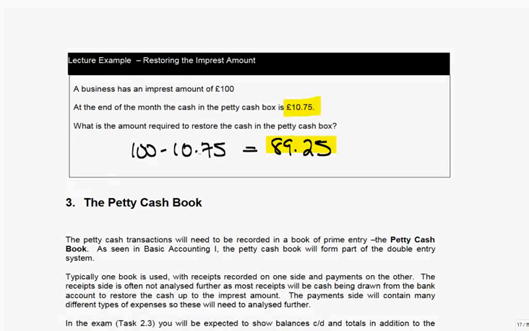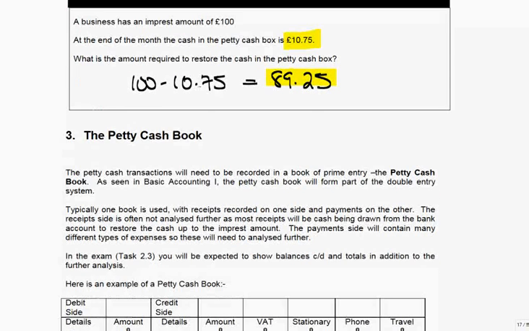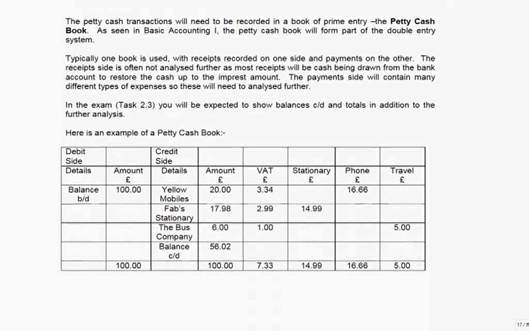Let's have a look at the petty cash book in a little bit more detail. Now we would have seen this in Basic Accounting 1. We've got an example of it down here. Now in this exam in section 2 you are going to be required to write up the petty cash book. So again you're going to have to watch out in particular for things like the VAT and making sure you work out the correct amounts if it gives you some inclusive as well as exclusive figures, i.e. gross and net figures. So you'll have to be careful of that.